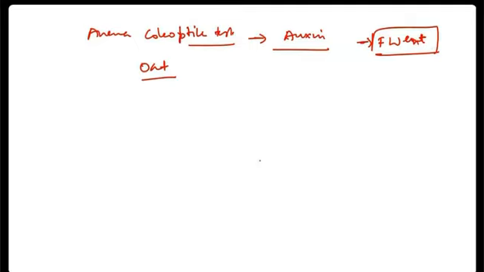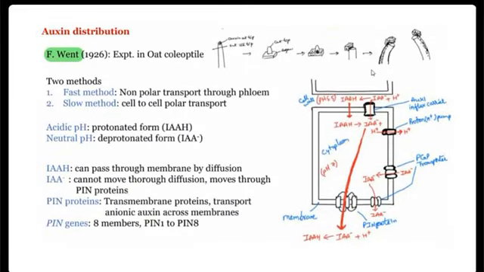And who is it? Yes, it is F. Went. Yes, very good. So with this coleoptile test, F. Went gave the auxin distribution, how the auxin moves in case of cells. F. Went in 1926 conducted the experiment in the oat coleoptile, where he came to know how auxin transport and distribution takes place between the cells or cell membranes. It is mainly by, yes, the Havana curvature, the phototropic bending of the coleoptile.